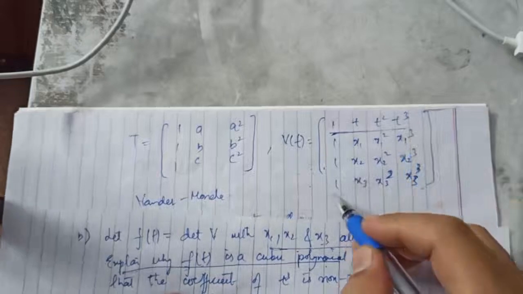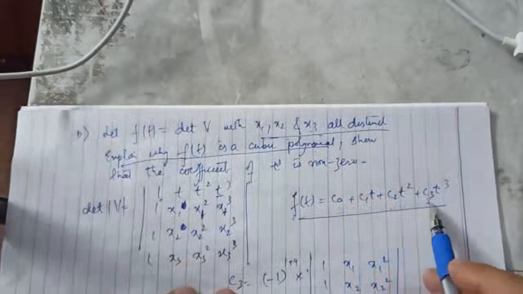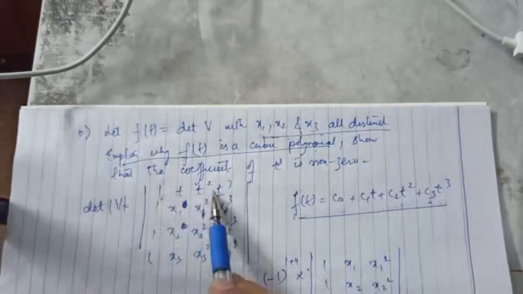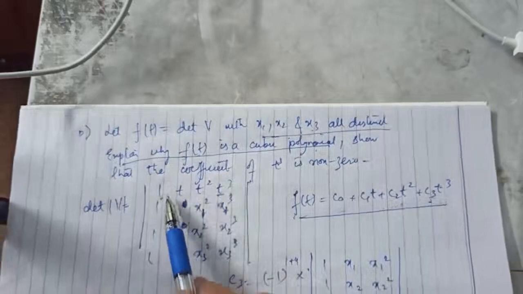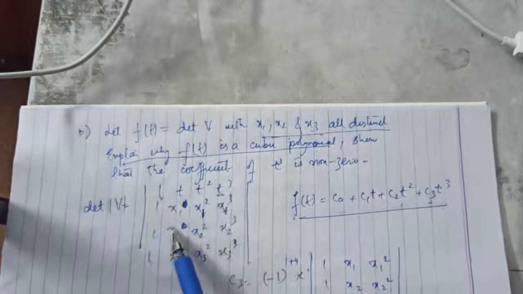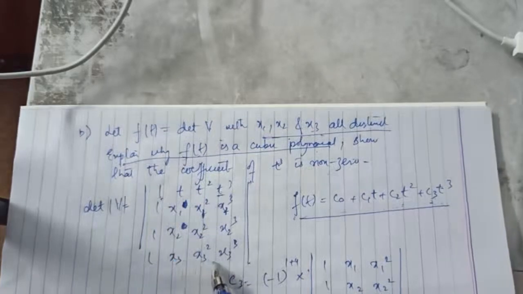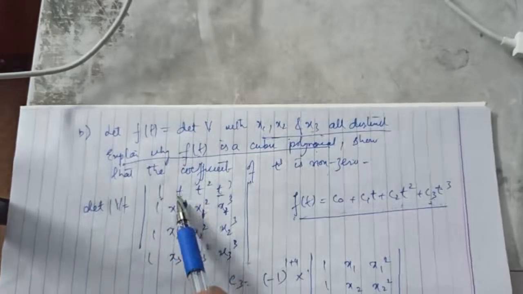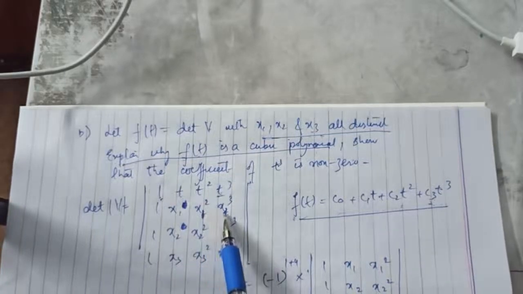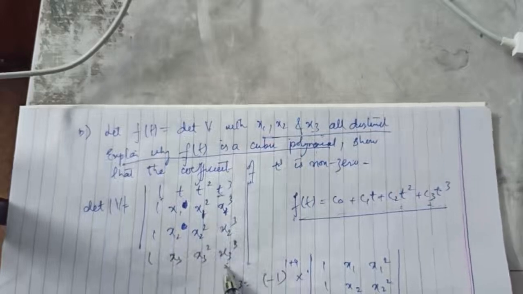Cubic polynomial means that you have this f of t as c0 plus c1t plus c2t squared plus c3t cubed, right? So it is much easier to expand from here. When I expand from here, I can think of this as cofactor expansion. So I have got c0 as x1 square, x1 cube, x2 square, x2 cube, x3 square, x3 cube. Similarly, when I do the second cofactor expansion from here, I will have 1, x1 square, x1 cube, 1, x2 square, x2 cube, 1, x3 square, and x3 cube, right?